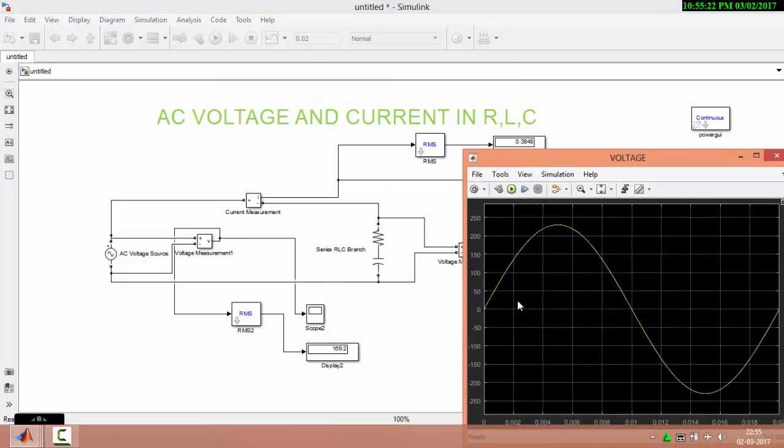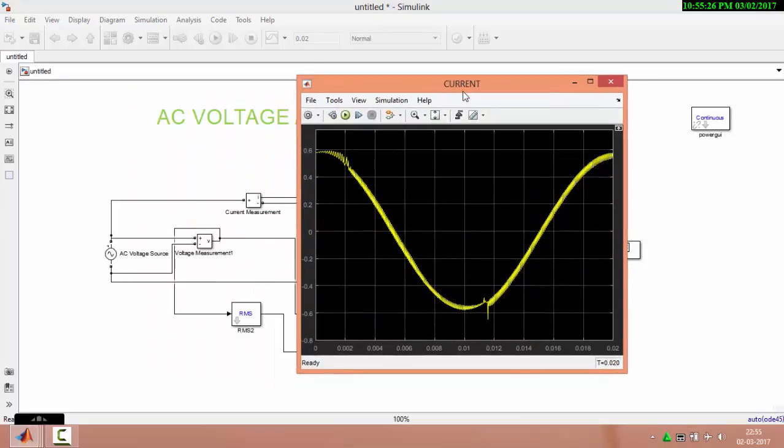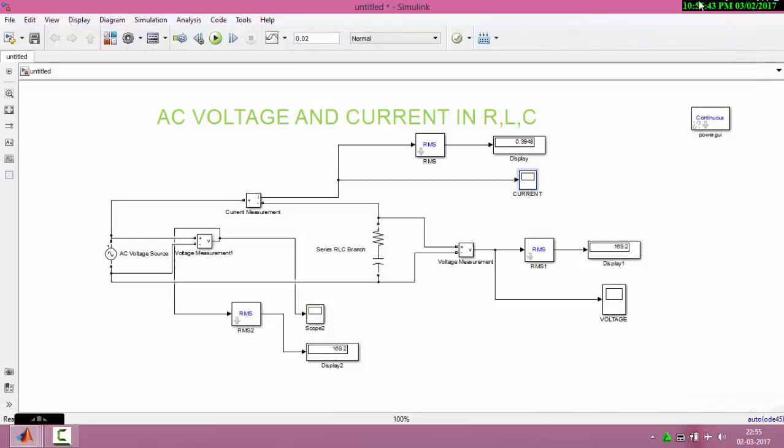You can see there is no change with your voltage waveform, but there is a difference. You have a fluctuation in the current waveform of your capacitor. This is because of rapid charging and discharging of your capacitor. Right? This is the response of voltage and current across R, L and C.